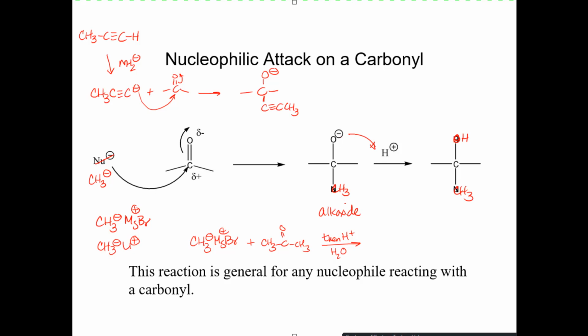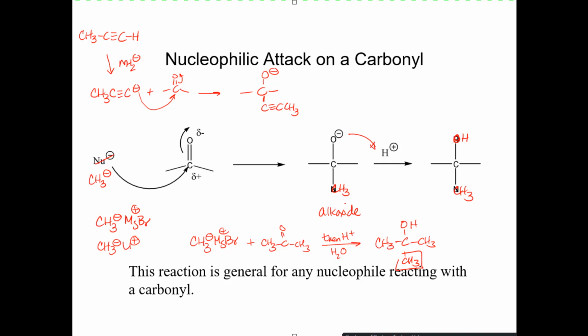If the acid was present while the Grignard was present, it would just simply protonate the Grignard and the reaction would never go. So in this case, what I would end up doing is forming that alcohol by adding the methyl group to the carbon that was originally the carbonyl.